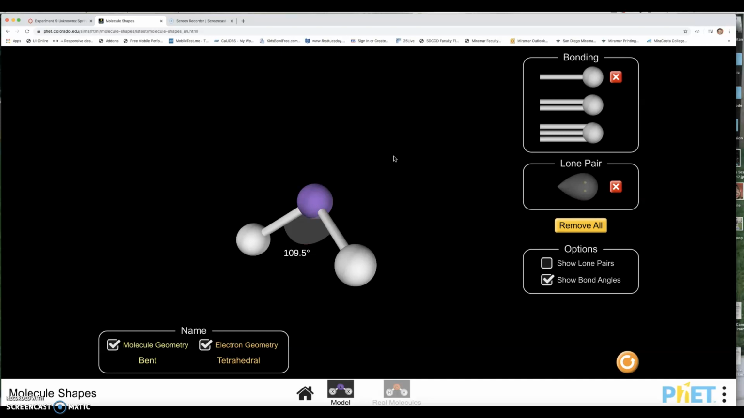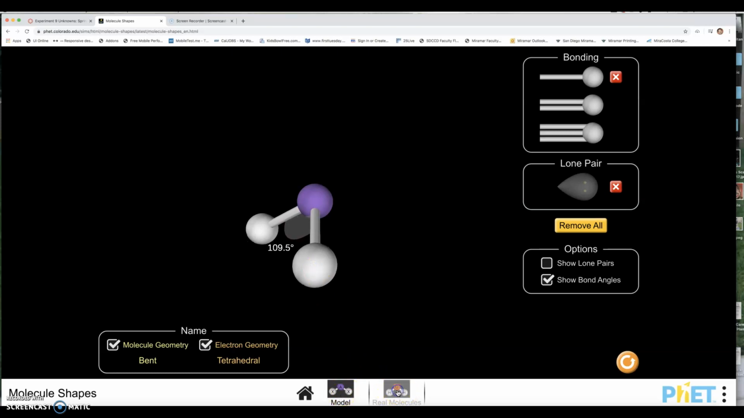Now, one of the things that I wanted to emphasize is right here in this model, it's saying this bond angle is 109.5. That's not exactly true because in the models, it's not taking into account that lone pairs actually repel more and cause a squeezing of this angle. And these are just models.